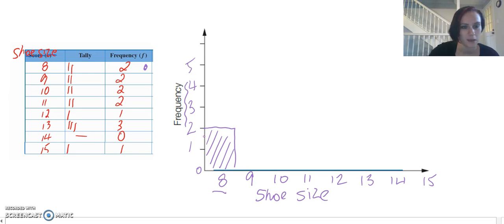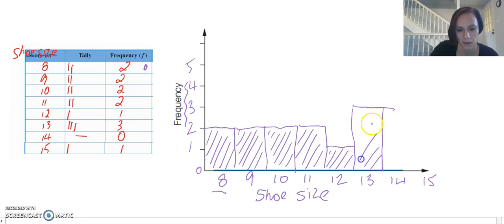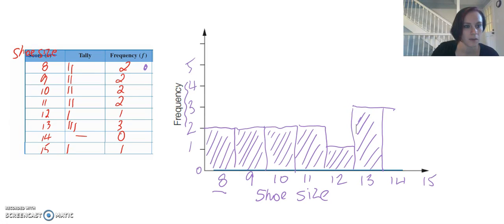All right, same thing here with the 9. The 9 also has a frequency of 2, so that's our next bar. Obviously, I would use a ruler if I was doing this on paper. Same thing with 10. 10 is going to be 2. Okay, 11 also 2. All right, very consistent so far. We have a shoe size of 12 down here. We only have 1 of them. We have 3 in the 13 though, so I would have to get my ruler out and measure up to the 3. Ooh, got a bit on there. That's okay. We can erase some of that. There we go.